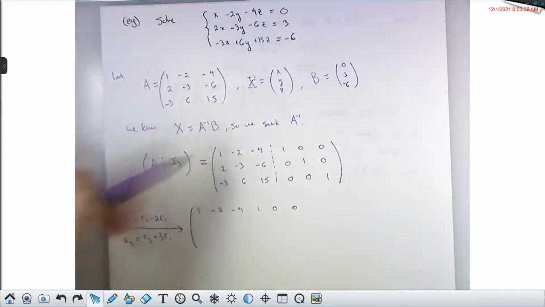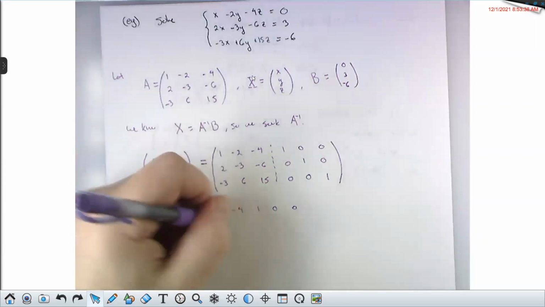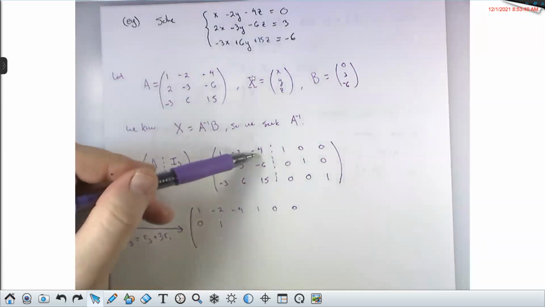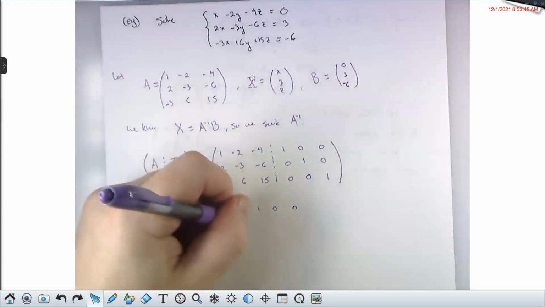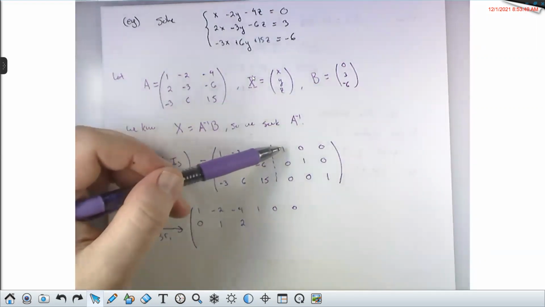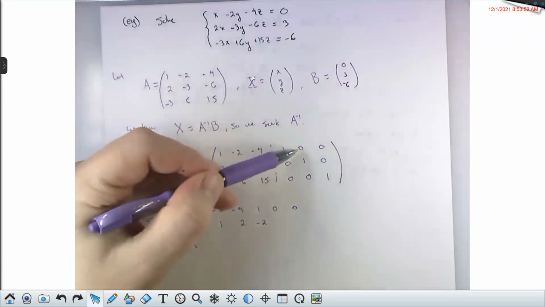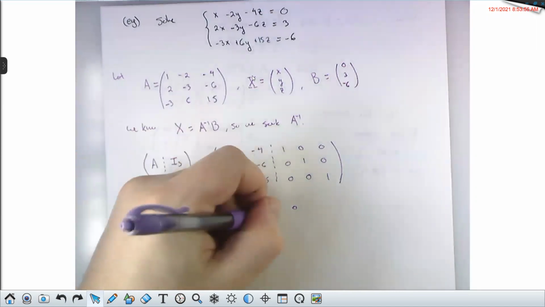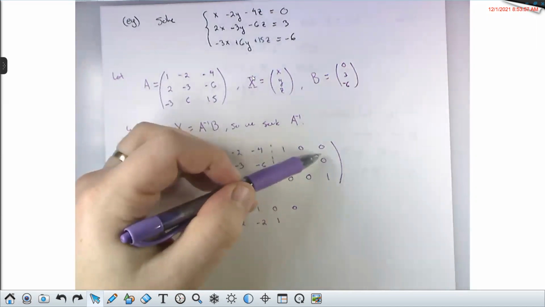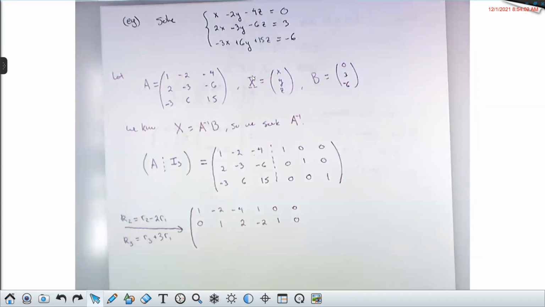-2 times this plus this is 0. -2 times this is +4 plus -3 is 1. Oh, that's nice. -2 times -4 is +8 plus -6 is +2. -2 times this is -2 plus 0 is -2. -2 times this is 0 plus 1 is still 1. -2 times 0 is 0 plus 0 is still 0. So there's that first row operation.